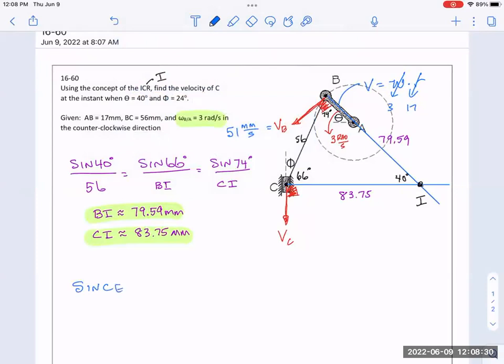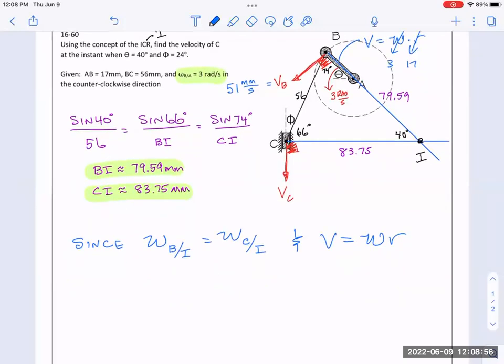Since the angular velocity of B as it rotates around I is going to match the angular velocity of C as it rotates around I, then I can say, and the fact that V equals the angular velocity times R, I can say that the velocity of B divided by the radius of BI is going to have to match the velocity of C divided by the radius of CI.